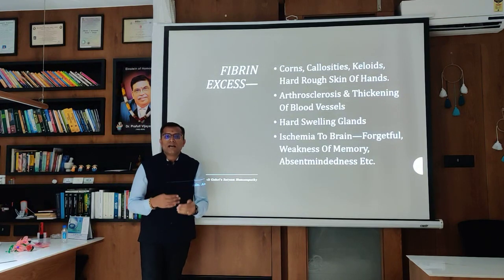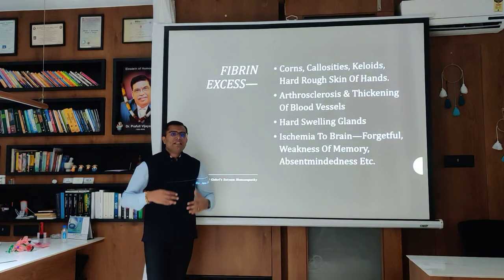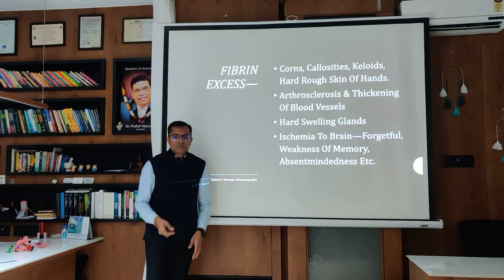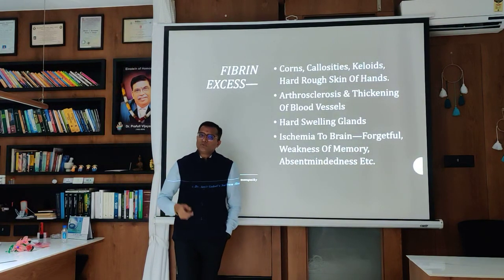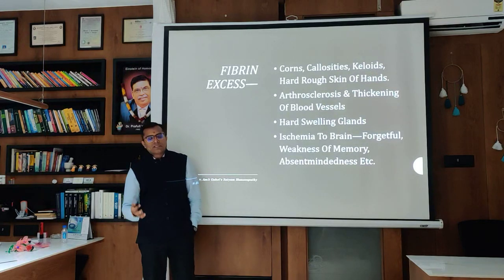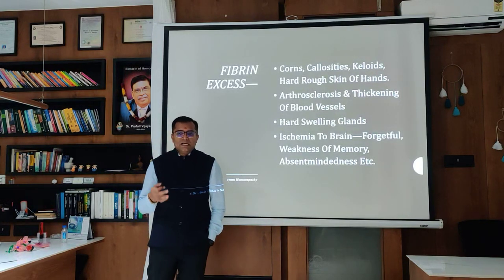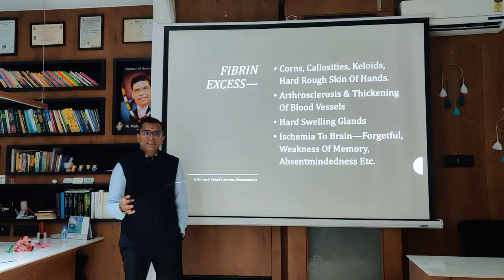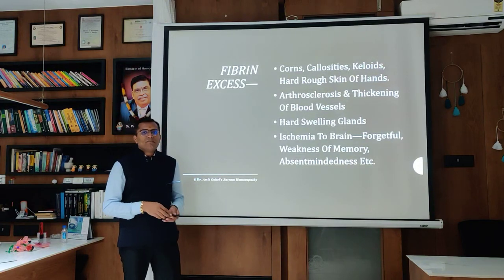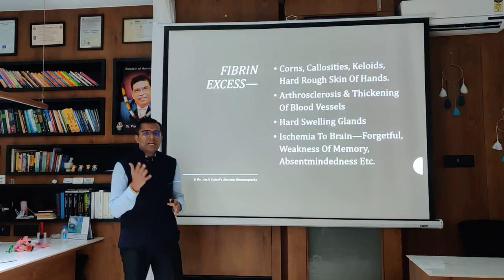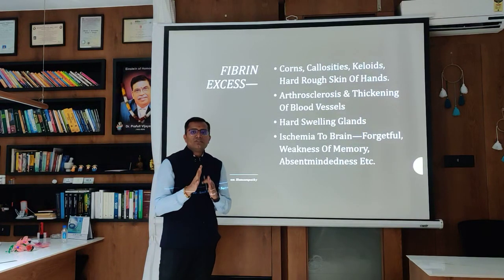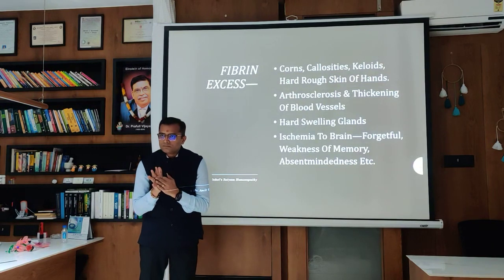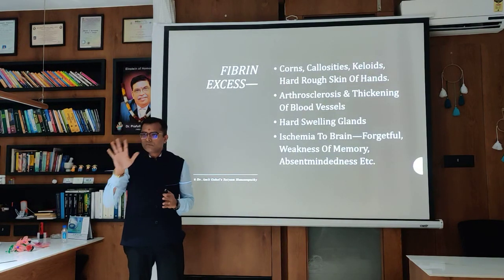So it produces hardness. It covers the surface, so mostly it covers the skin. In the skin, it produces corns, callosity, keloids, and hardness of the skin. So most of the time, why? Because they need safety, and for that safety, cells get affected. So they produce it, as safety is not there. So I need to make it hard. So there is a hardness at the surface.